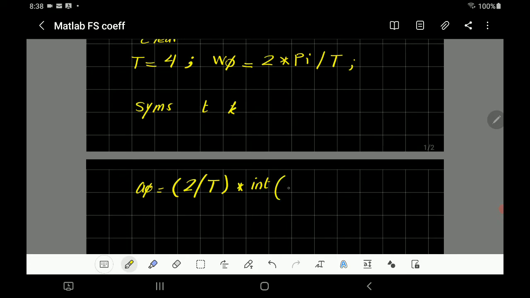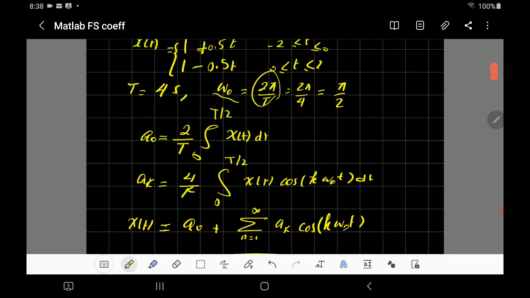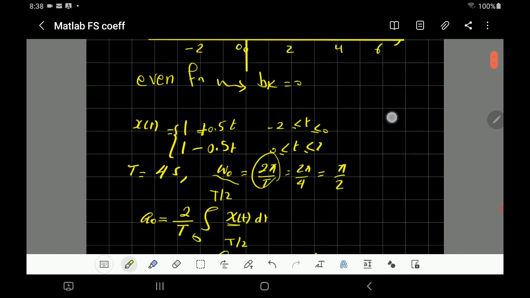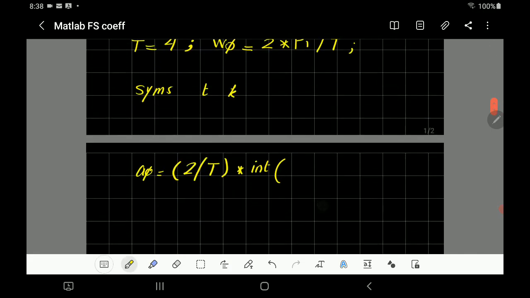What you're supposed to do here: the first argument you put in the bracket for MATLAB is the function itself, x of t. What's x of t? Well, you are going to find x of t from 0 to T over 2. If you go, you'll find that from 0 to 2, it's equal to 1 minus 0.5 times t. That's what I'm going to write as the function: 1 minus 0.5 times t. And t here is defined as symbolic in the syms command.